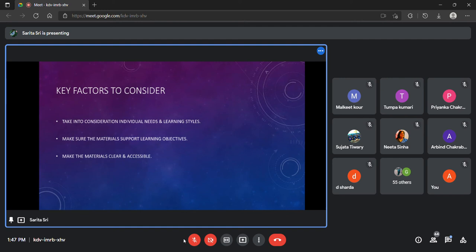Now, key factors to consider. So, the first key factor is take into consideration individual needs and learning styles of all the students. Then, the second is make sure the materials support the learning objectives and make the materials clear and accessible. These are the main key factors to consider for selecting any TLM.